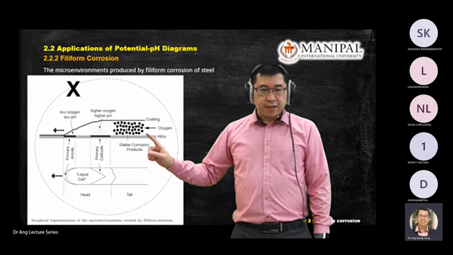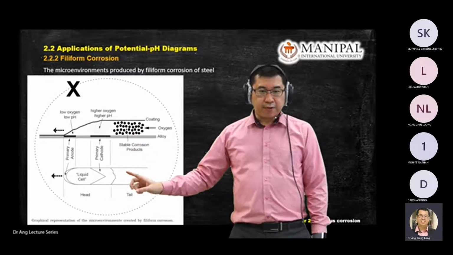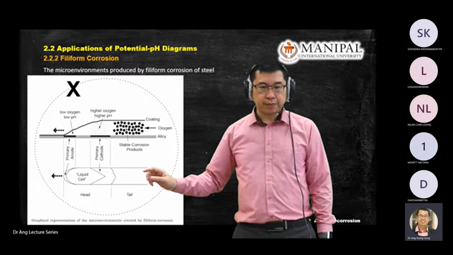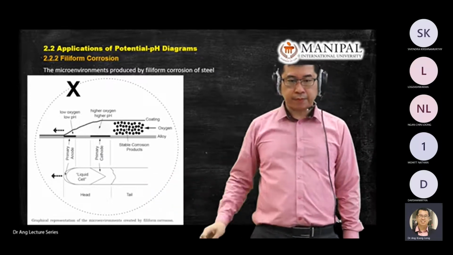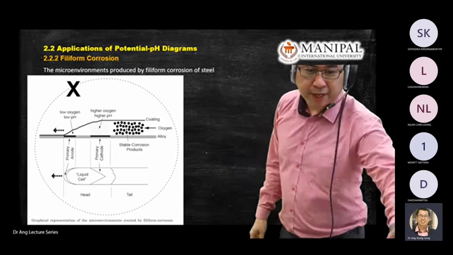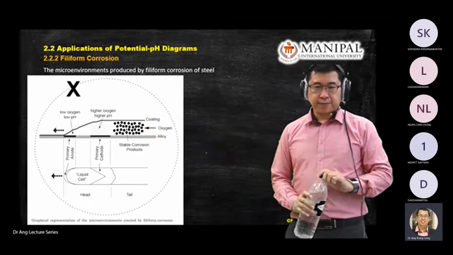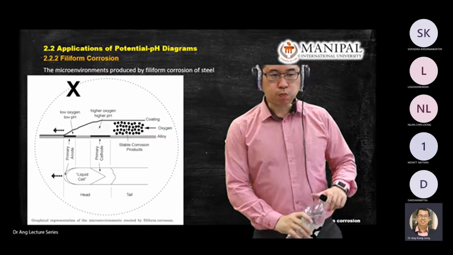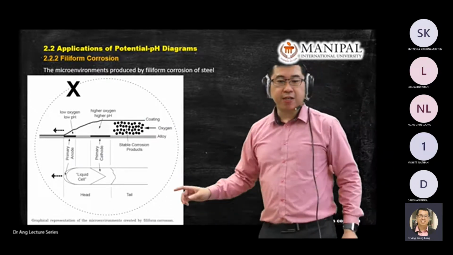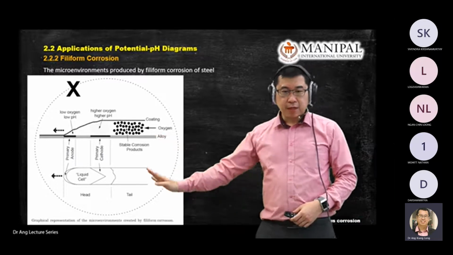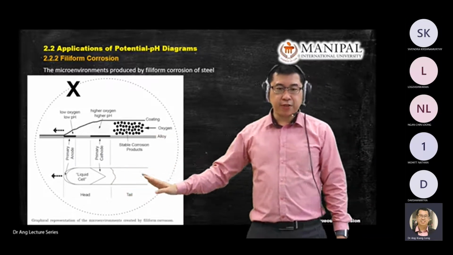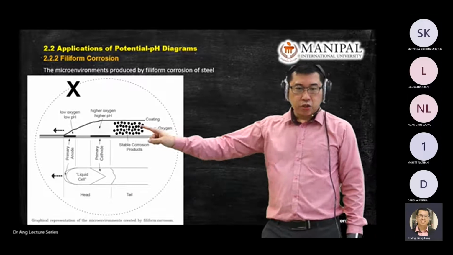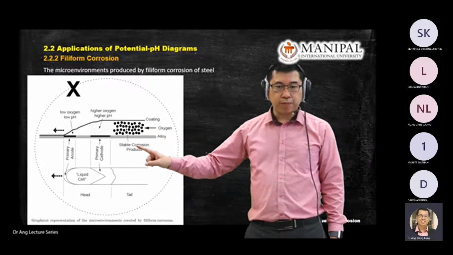Okay. So under the coating, let's see the product first. Let's see the tail. What happened after the head had passed through the location? On this side here, you have stable corrosion products. And in the previous lecture slide, you know that the tail is a stable, or inactive, region. The head is the active region. So at the tail, you have a stable corrosion product here.